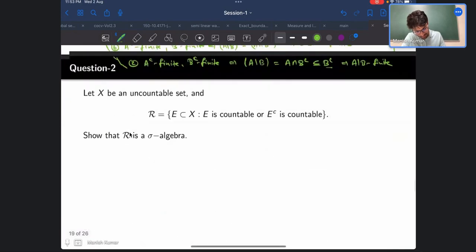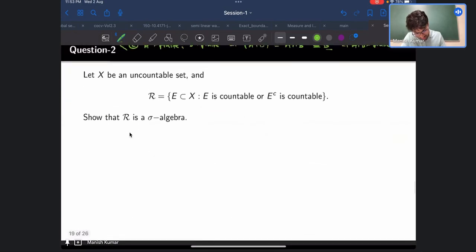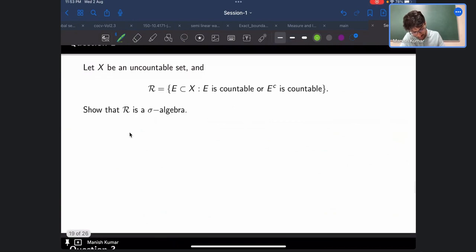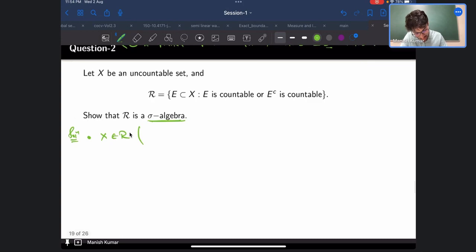In the same way, we can deal with this question. It uses exactly the same argument. So you have to prove that R is a sigma algebra. Okay, so let us see. For a sigma algebra, the first thing we need to make sure is that X should belong to R. What this R is, I have not said this. R is nothing but the subset of X such that E is countable or E complement is countable. Then you have to prove that this R is a sigma algebra.